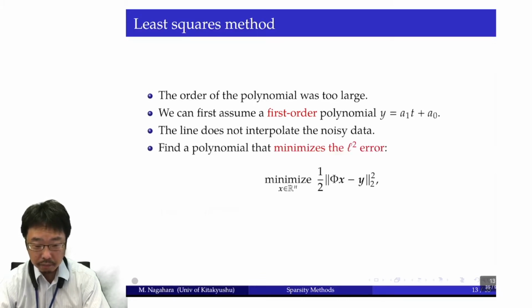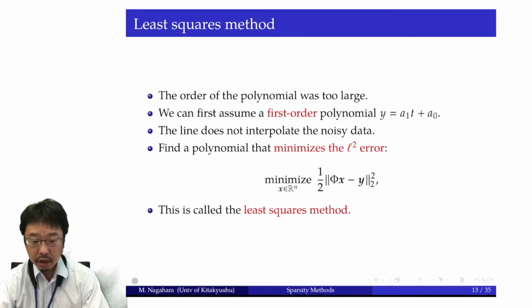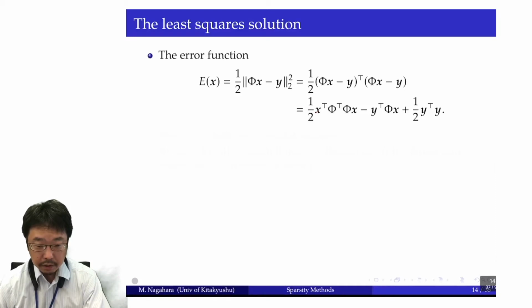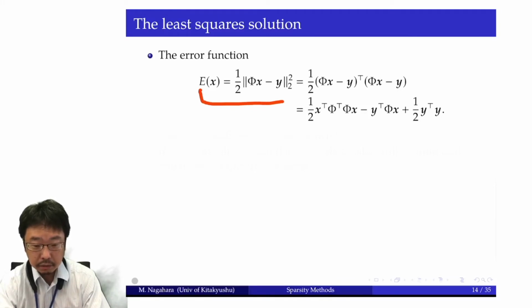So we find a polynomial that minimizes the L2 error. That is, we consider this minimization problem. This is called the least squares method. The solution is given in a closed form. Let us see this. Define the error function e(x) like this. Expanding the L2 norm squared as this, we finally have the quadratic function of this.